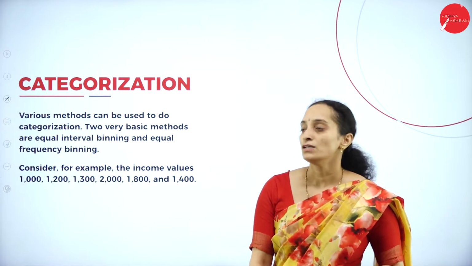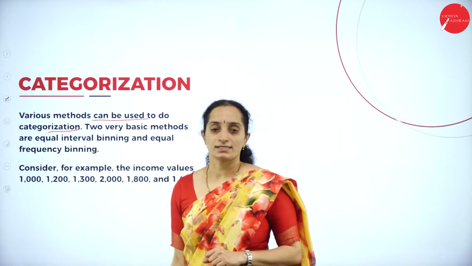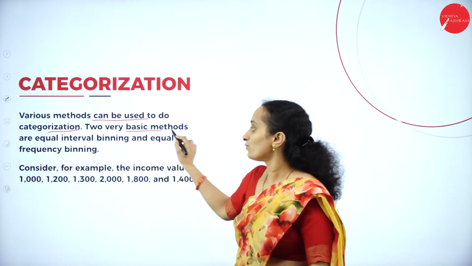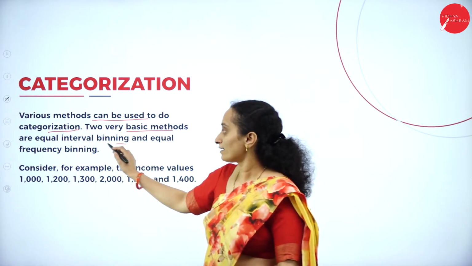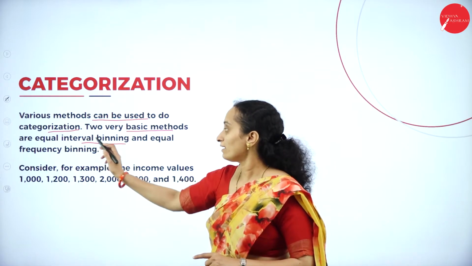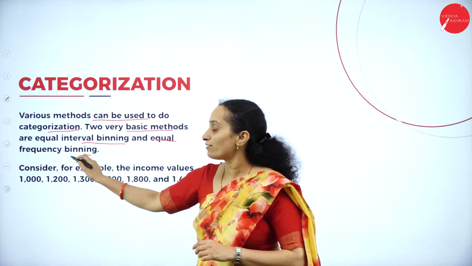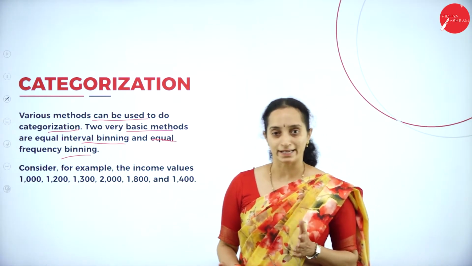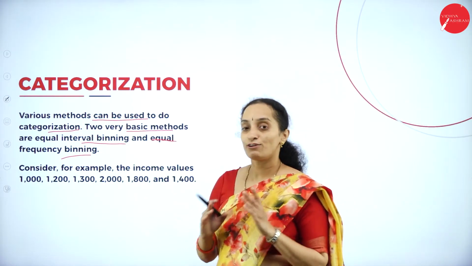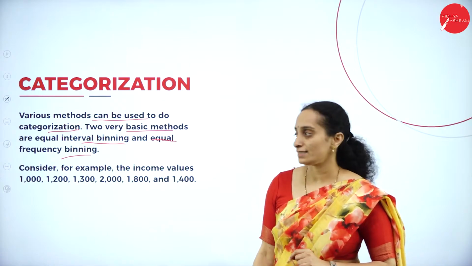Alright. So, there are various methods that can be used to do the categorization. How do you perform the categorization? How do you group the values? There are two very basic methods for this. One is equal interval binning, and the other is equal frequency binning. Binning is nothing but categorizing, simply. So, equal interval grouping and equal frequency grouping. We use these two methods for categorizing the values.